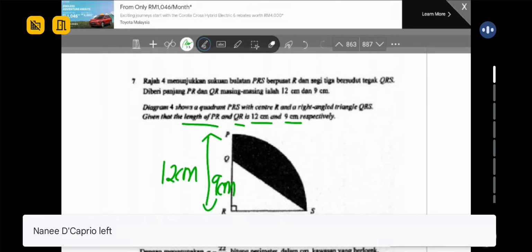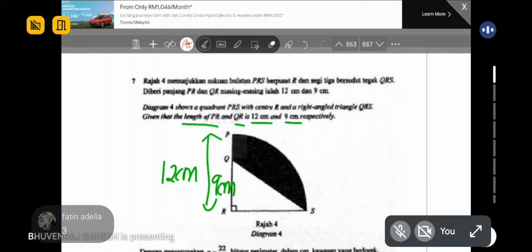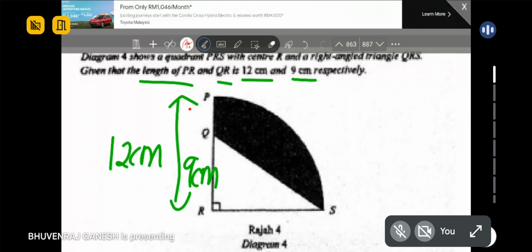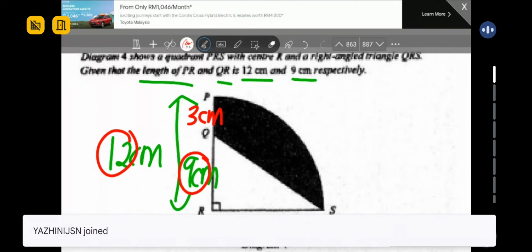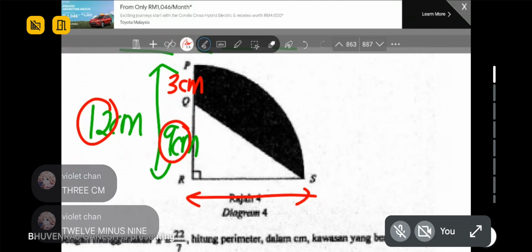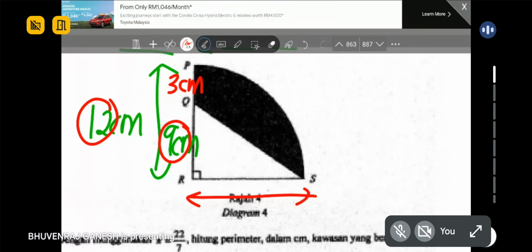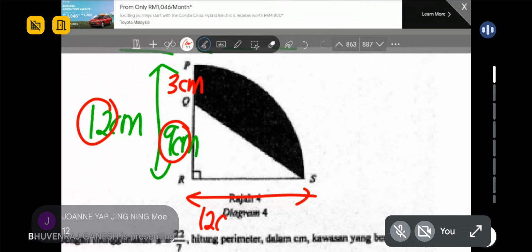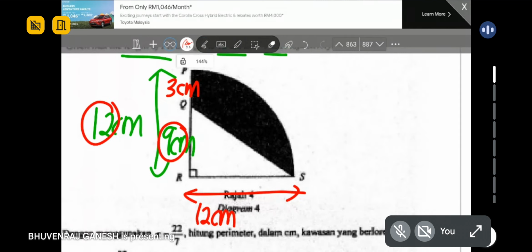So QP apa panjang dia guys? Can you all tell me? What is your length for QP? Anyone? Yeah, this one will be 3 cm lah. 12 minus 9. So 3 cm. Okay? And then RS. Apa panjang RS guys? Yes, correct. So RS how much? Yes. Okay, RS is also 12 cm guys. Because it's the radius, jejari.